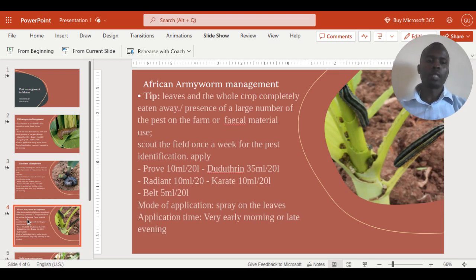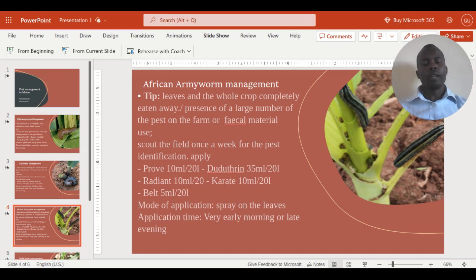Another pest that I want us to look into is African armyworm. Just as fall armyworm, if you are not keen, you may not differentiate them. But African armyworms are always green in color, while fall armyworms are always brownish in color or black.